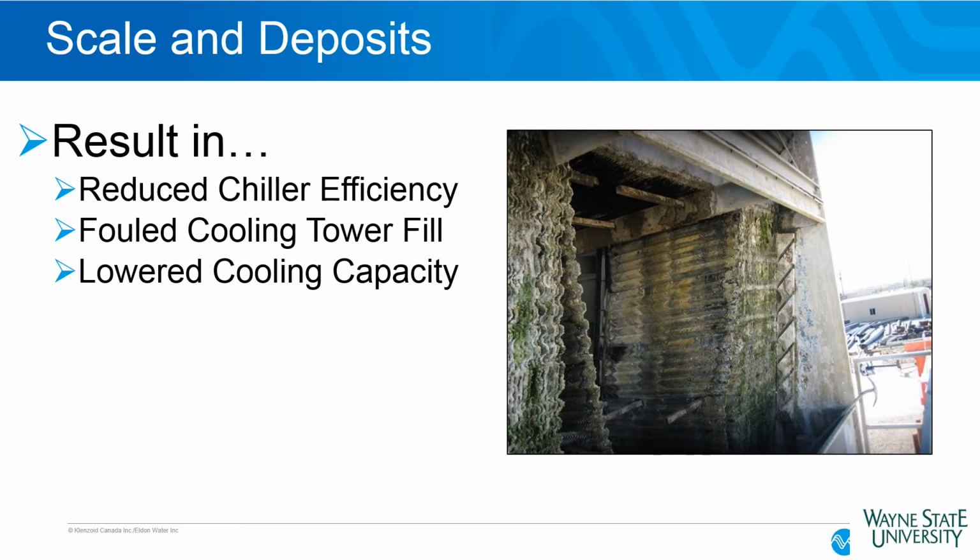So why is scale bad? It reduces your chiller efficiency. You can actually scale a system such that you can't even meet your cooling demand. If it's a given building, you'll get hot calls on it. It'll foul up your cooling tower fill, which again will reduce its efficiency. It's got to run harder. And you can see on this fill in particular, the biogrowth on it. Scale provides housing for bugs to grow in. And again, lower cooling capacity just as an overall issue.